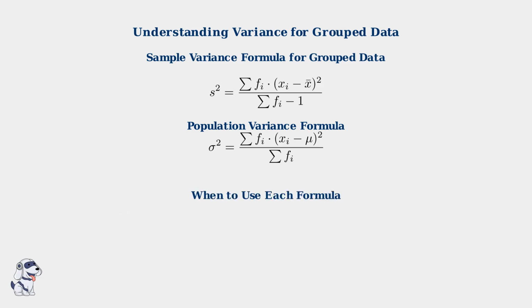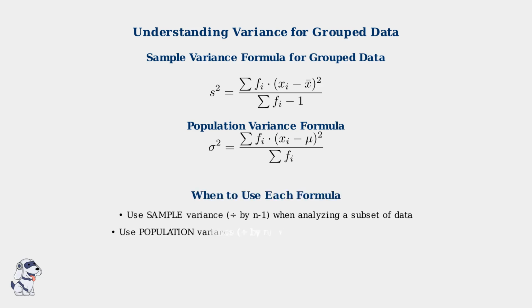The choice between sample and population variance depends on your data. Use sample variance when you're working with a subset or sample of a larger population. This accounts for the uncertainty in estimating the population mean. Use population variance when you have data for the entire population of interest.